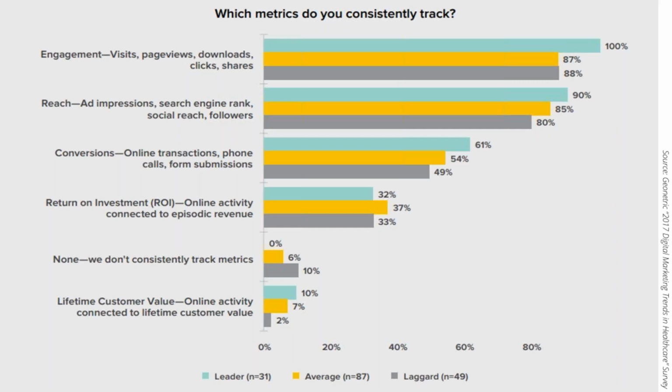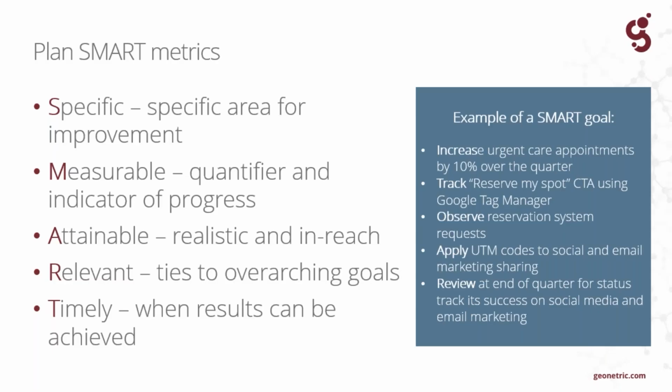So as you're thinking about conversions, think about them in the SMART approach. And this stands for specific, measurable, attainable, relevant, and timely. You've probably seen these, and a lot of different industries use SMART metrics, but they're really great in a marketing sense when you're tracking conversion rate. So make sure you're measuring a specific area for improvement, being very focused and measurable on the quantifier and indicator of progress, and making sure that goal is attainable and realistic.